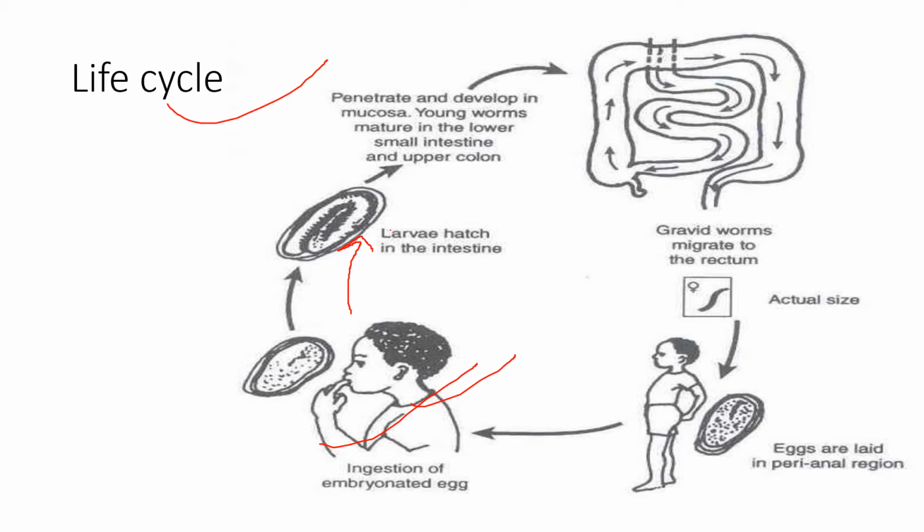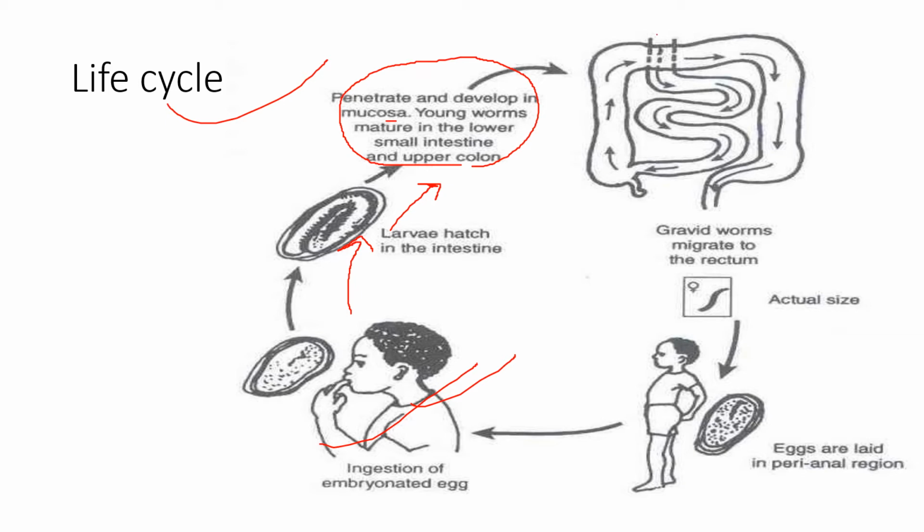So in the intestine, where are they going to develop? They are going to develop at the mucosa level of the intestine. They are going to penetrate and develop in the mucosa of the small intestine and the upper colon. In that part they are going to develop and become mature. So this is the process by which they do it.